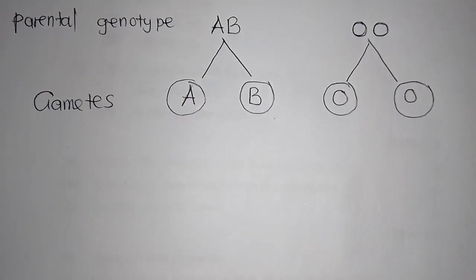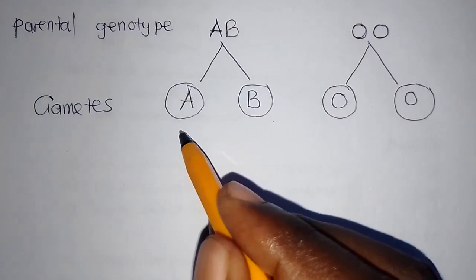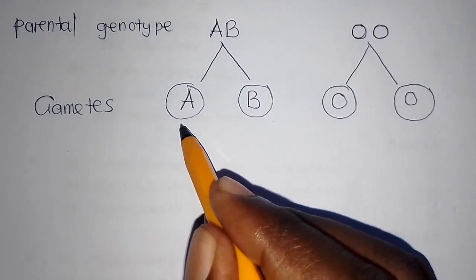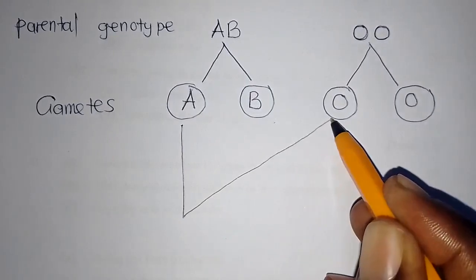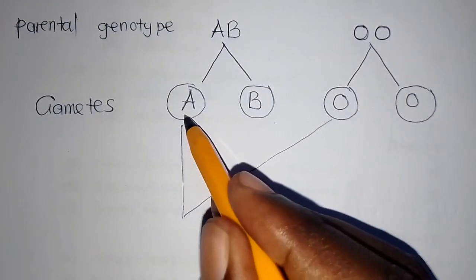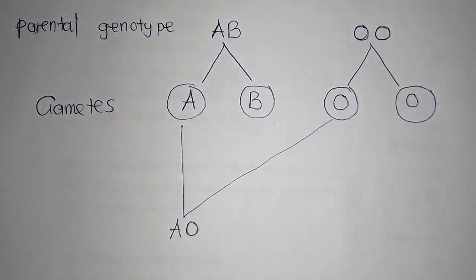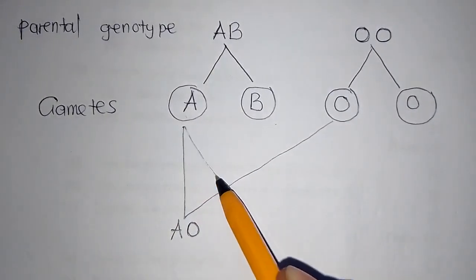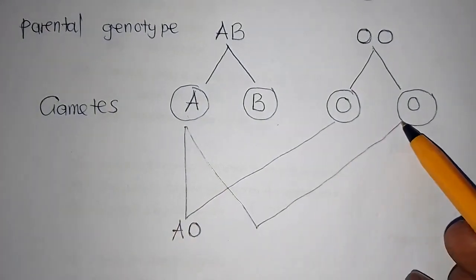From here, what are we going to do next? From here now, fertilization happens. Some people make mistakes. Have you seen this one? It comes down here, goes that side. This one and that one, that is AO. Have you seen AO? This one here comes here like that, goes there. That's how you are supposed to do it.